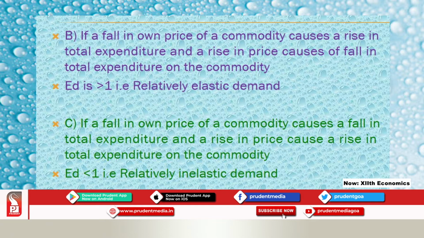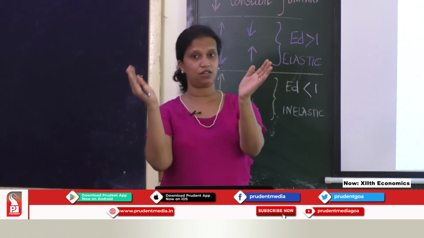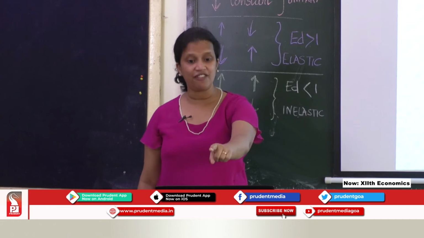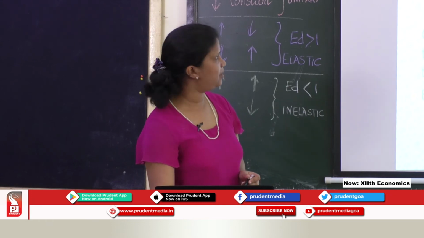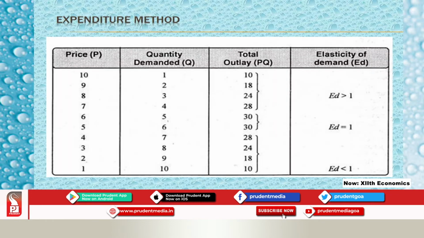Now, in this case, the relationship between the variables price and total expenditure is in opposite directions. Therefore, you can conclude that the elasticity will be greater than 1, or it is relatively elastic demand. And the third situation is where price falls, your expenditure also falls, or if the price rises, expenditure also rises. So, in this case, we can conclude that the elasticity of demand is less than 1, or relatively inelastic demand. Let us understand these 3 situations in the form of a table.